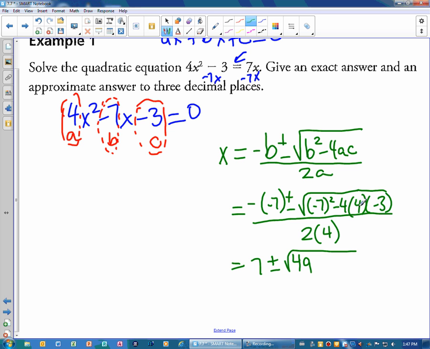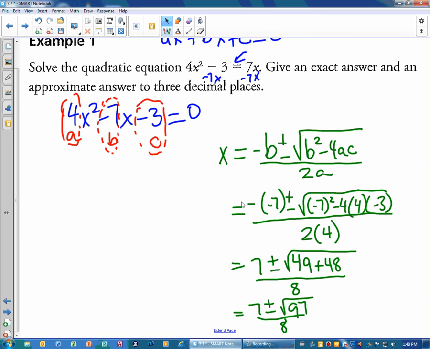And then I have negative 4 times negative 3. Negative 4 times negative 3 is positive 12. 2 times 4 is 8. So I have 7 plus or minus the square root of 49 plus 48, which is 97, over 8. Let me just make my page a little longer.